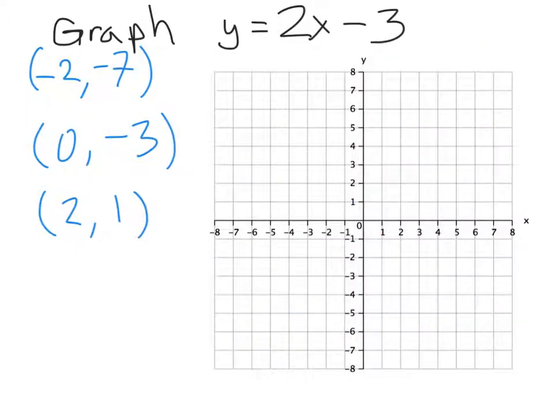Now that we have our 3 points, we can just plot them and basically draw a line through it. So we'll start with negative 2, 7. That means we're going to go negative 2, so 2 to the left, and negative 7 down 7. So our point will be right about here.